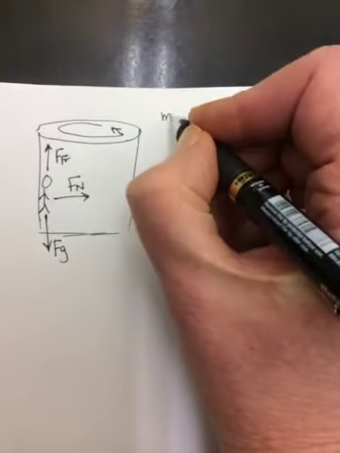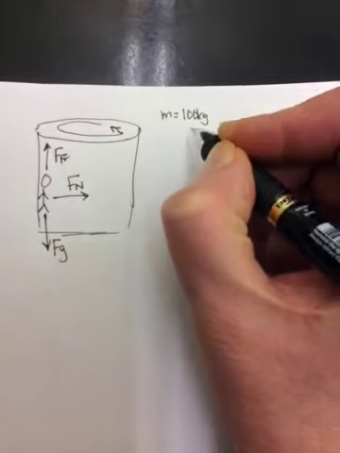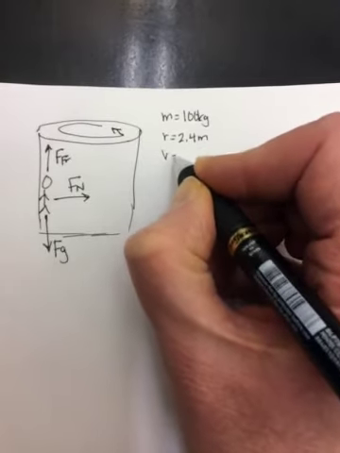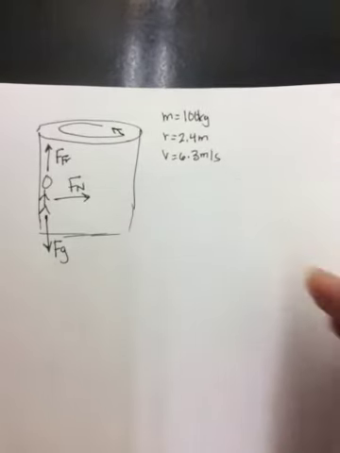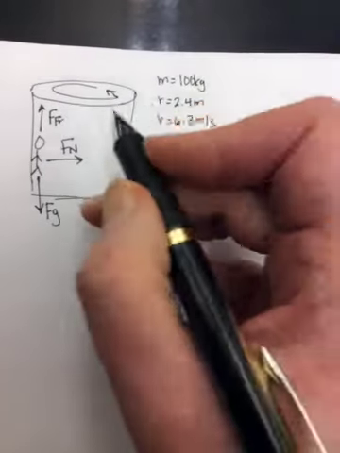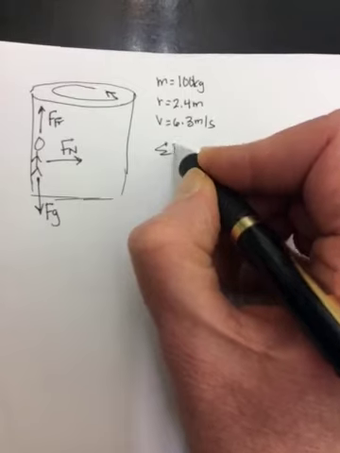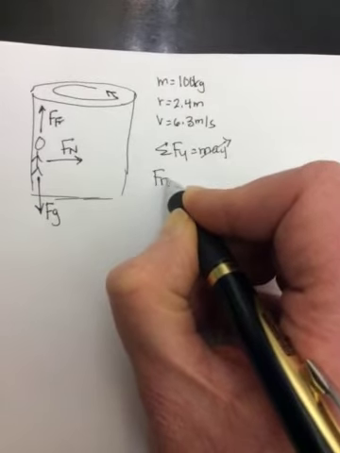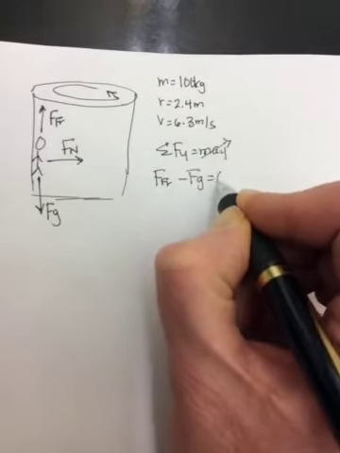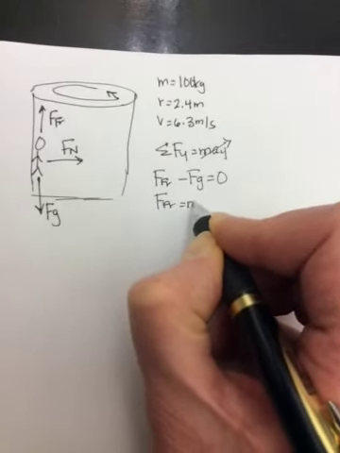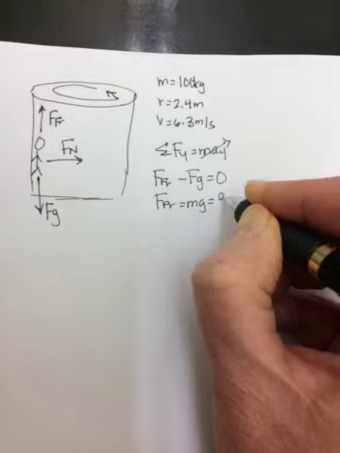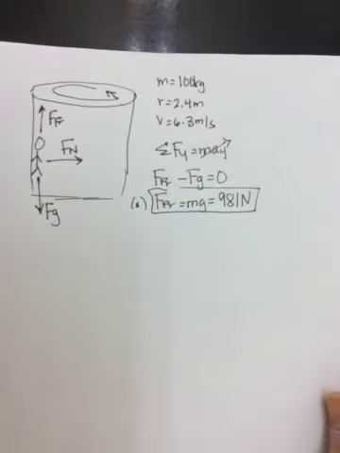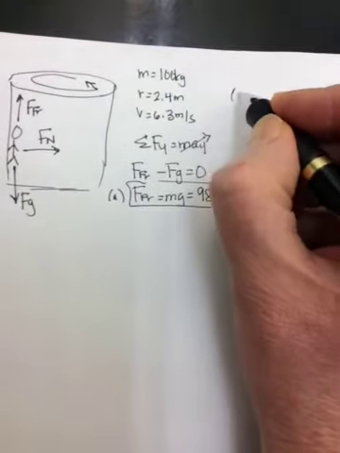So in this question, it tells us the mass is 100 kilograms. The radius is 2.4 meters. He's moving with a speed of 6.3 meters per second. What must the force of friction be to keep him from slipping? Friction's in the y direction. So the sum of the forces in the y, to keep him from slipping, means ay is 0. So friction is going up, gravity is going down, equal to 0. So friction must be equal to mg, 100 kilograms times 9.81, 981 newtons, part A.